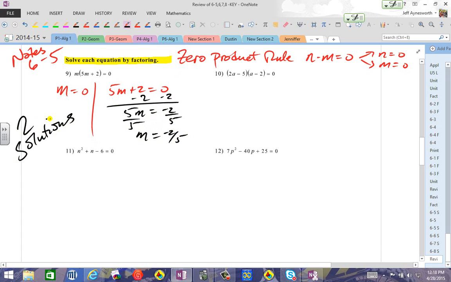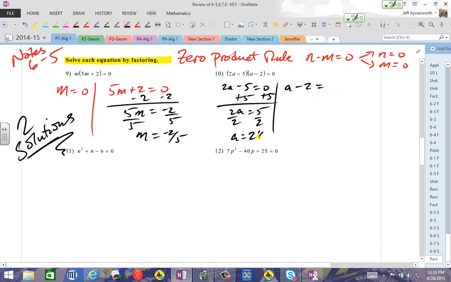All right, and number 10 is pretty much the same thing. You got a zero product here, so you set each factor equal to 0. You solve each. You get 2a equals 5. After dividing by 2, you get a is 5/2. Over here, 2 minus 2 is 0, so you get a equals 2. Once more, 2 solutions there, guys.